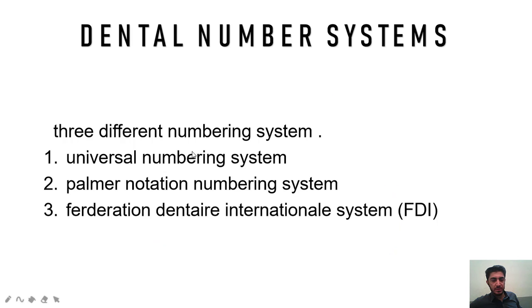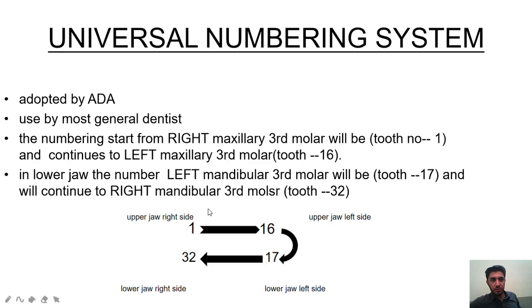There are 3 different numbering systems. First, the universal numbering system. Second, the Palmer notation numbering system, and the third, the Federation Dentaire Internationale system. We will discuss each of them one by one. So now we will come to the universal numbering system.